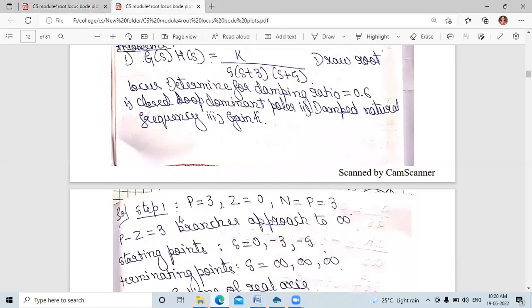So step 1, poles. So 3 poles are there: s equals 0, s equals -3, s equals -5. So there are 3 poles and the number of zeros is 0. So the number of branches N equals P minus Z, which gives 3 branches approaching infinity. Starting points are 0, -3, -5, but the terminating points are infinity.